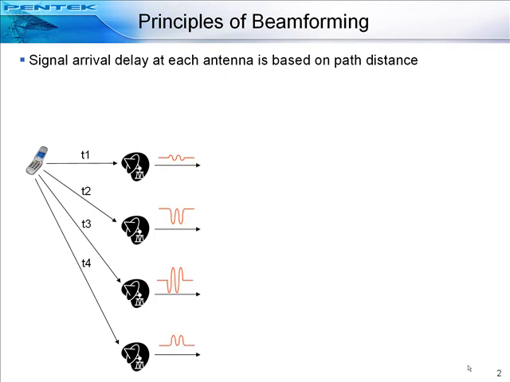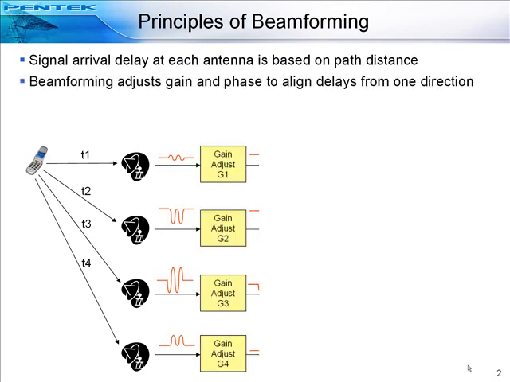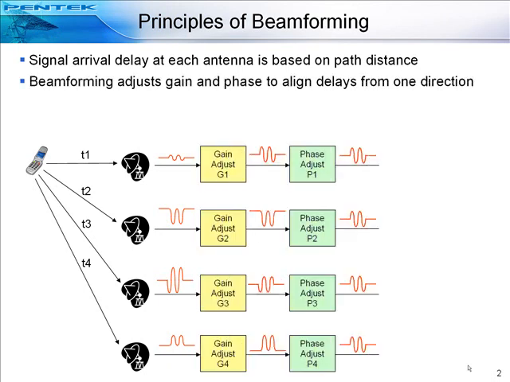Beamforming adjusts the gain and phase of each antenna signal to compensate for the different delays and signal paths to each antenna. These adjustments align the waveforms from each antenna for signals arriving from one particular direction.